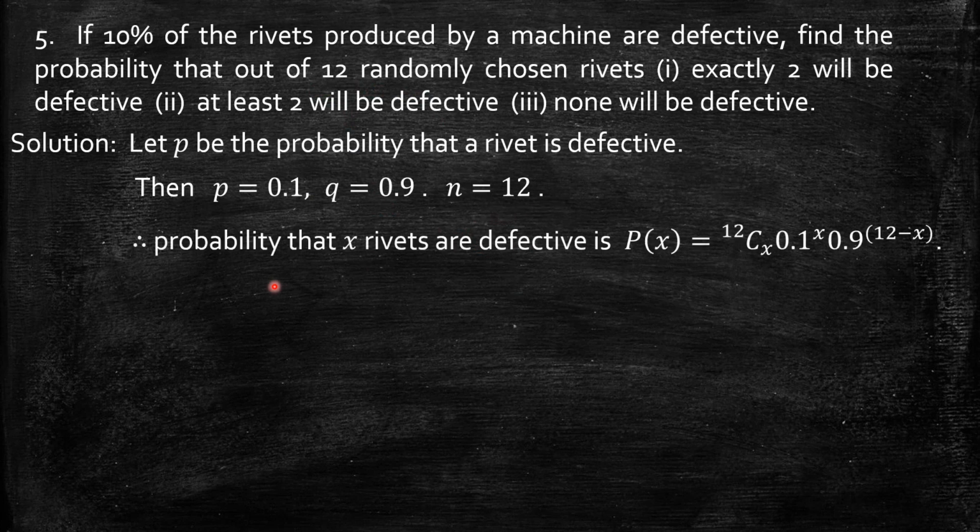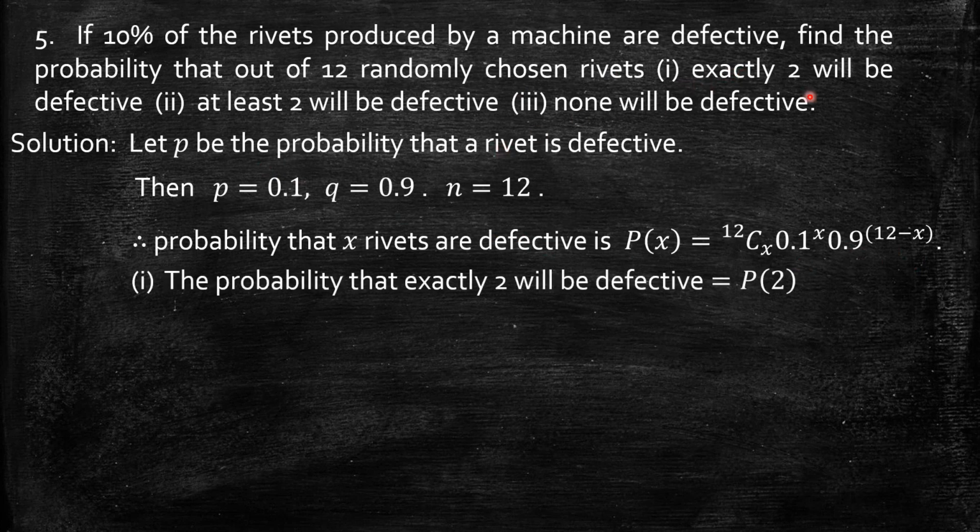So probability function, that is probability that x rivets are defective, is P of x equal to NCx, 12Cx, P power x, 0.1 power x, Q power n minus x, 0.9 power 12 minus x. So we can now find the probabilities given over here. 1 exactly 2 will be defective. So the probability that exactly 2 will be defective is P of 2. Substituting x equal to 2, that gives 12C2 0.1 square into 0.9 power 12 minus 2, that is 10. Simplify this, which gives 0.2301.